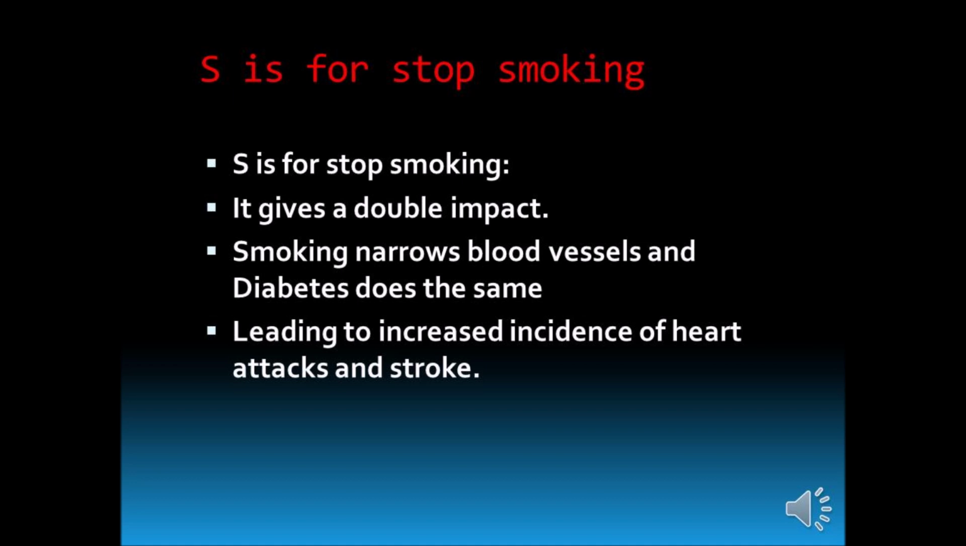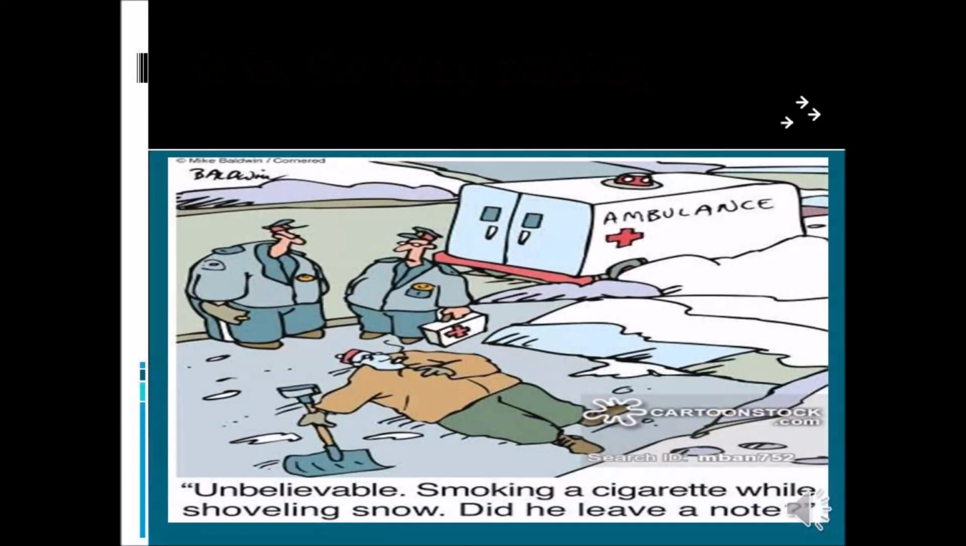So smoking narrows blood vessels, and diabetes does the same, leading to increased incidence of heart attacks and stroke. Just look at this picture. Well, it is not a laughing matter. This poor fellow died shoveling snow. Well, what do you infer from the picture?